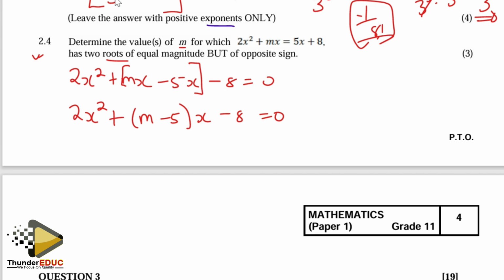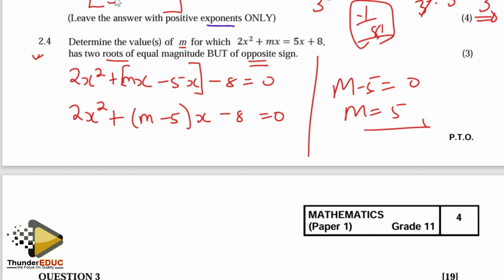So for me to have opposite signs, okay, then this b part must be a 0. In other words, if the b cancels out, then I'm happy. If the b is 0, then I'll be happy to have opposite signs. So I'm going to say m minus 5 should be 0. So m has to be 5. So if that is a 5, that will cancel, and then my graph will be on either side of the y-axis.